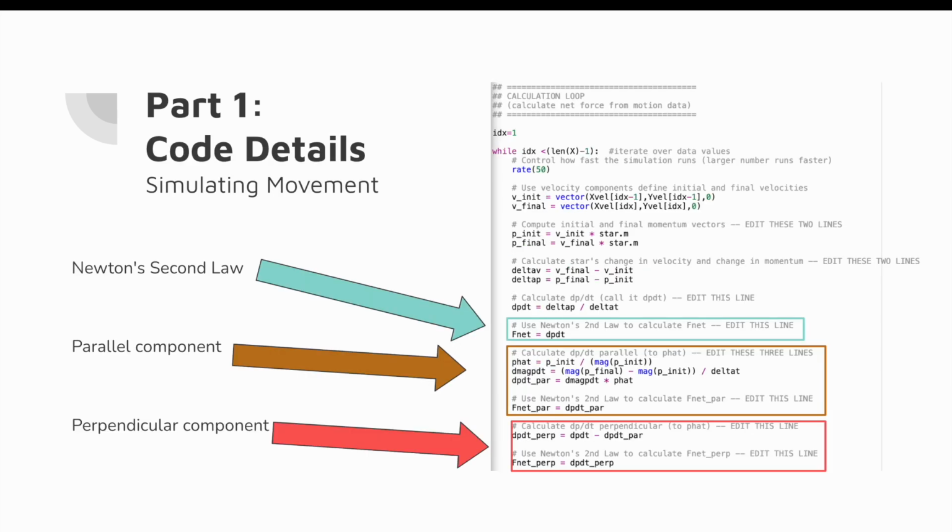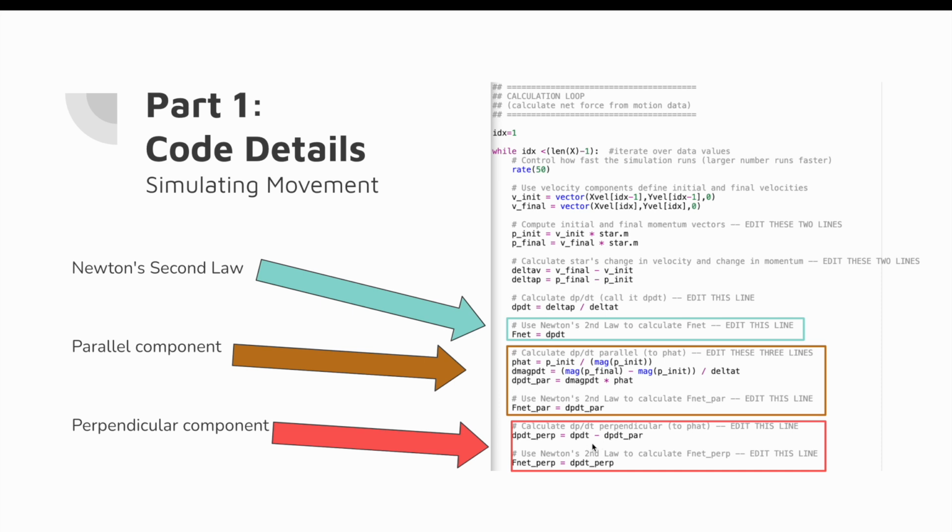In the blue, we have F net, so Newton's second law, F net equals change in momentum over change in time, as we did here, where we have our delta P over delta T. For our parallel component, we found the p hat. Then we took the derivative of the magnitude of position over the change in time, which is the change in the magnitude of position over the change in time. And we multiplied that by p hat to find our dPdt in the parallel direction. And then we found our F net parallel to be the dPdt in the parallel direction.